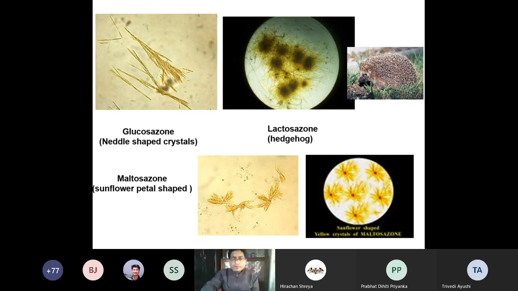Glucose crystals will form needle shaped. These are lactose crystals, they will form a hedgehog shaped or cotton ball shaped, and we can see these maltose crystals, they are the sunflower petal shaped crystals. Based on the different crystals, we can identify which carbohydrate was present in the sample given to us.